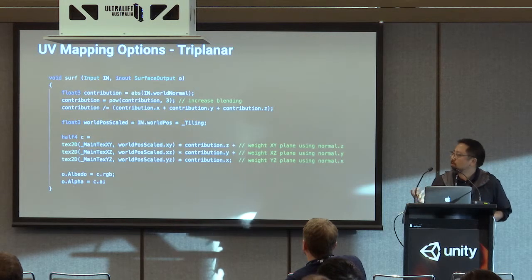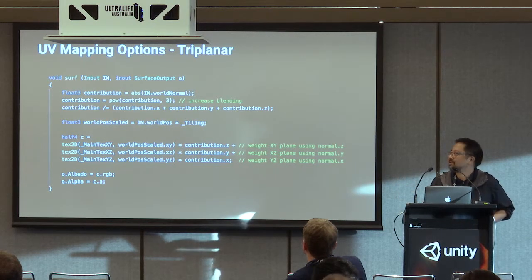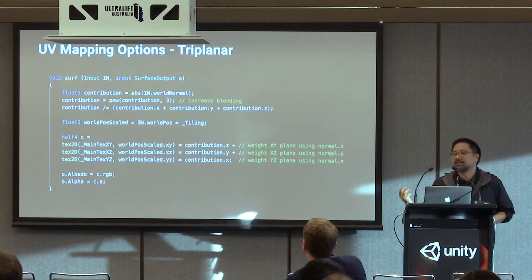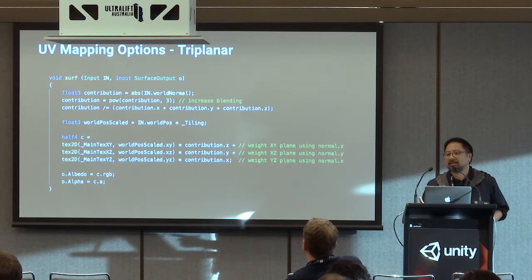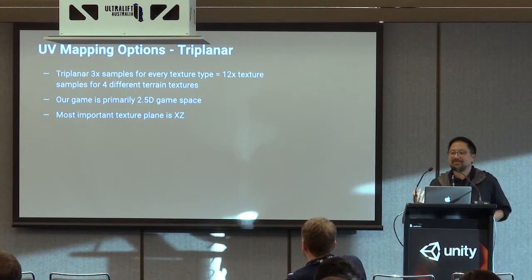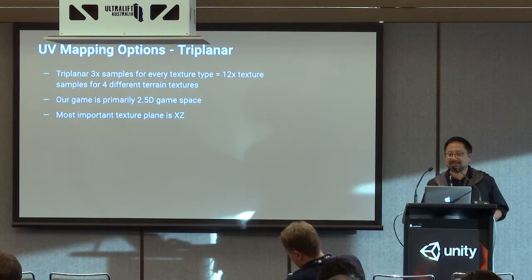But if you look at the code, I'll be referencing a lot of code, and I may go through it quick, but you can grab the slides because there's a lot of code in here you can actually use. You can see tex2D, tex2D, tex2D. That's 3 texture samples for each unique texture. So what happens when you have 4 unique textures? It goes up by 12 times. Sampling the textures 12 times in the shader isn't good.